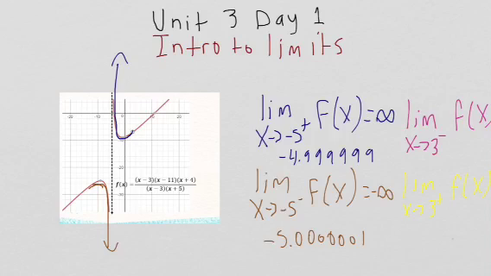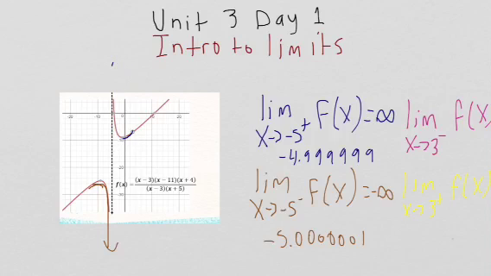Then in class we talked about the limit as x approaches -5 from both sides. If we write the limit as x approaches -5, we're going to say that limit does not exist, because from the left side it approaches -infinity and from the right side it approaches positive infinity. We're approaching different things, so that limit does not exist.